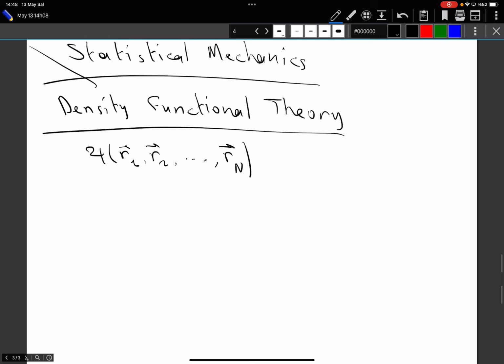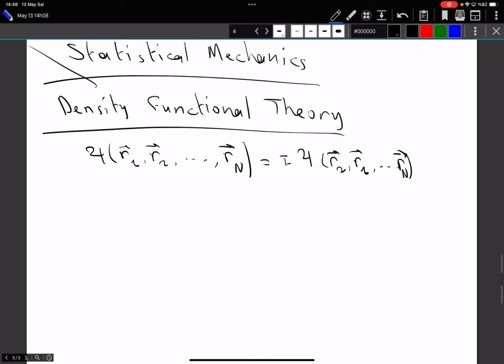Of course, this should be symmetric or anti-symmetric under the exchange of any two. Well, I'm not writing those down explicitly, but just think of these positions R1 and R2 as both the positions and all the other degrees of freedom your particle can have. For example, for the electron, R1 represents its position and the spin. And the wave function has to be anti-symmetric for electrons and symmetric for bosons.